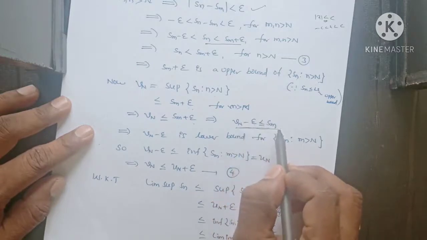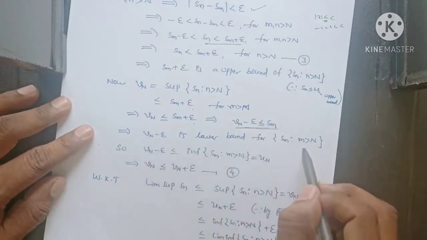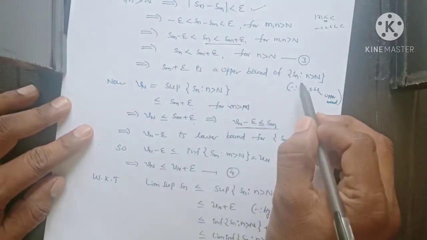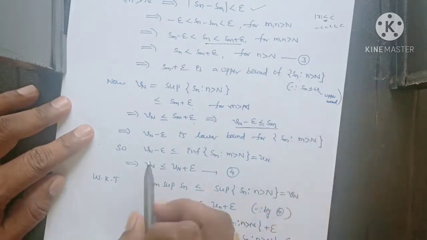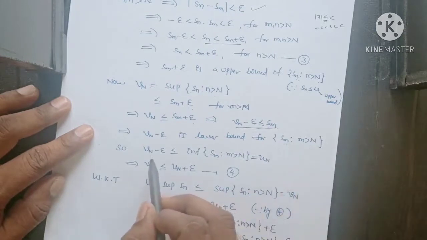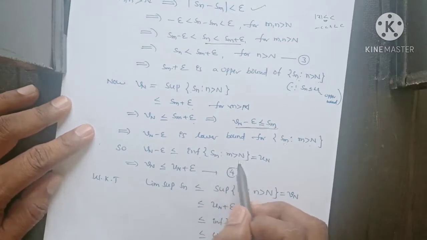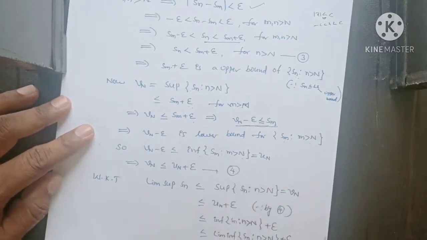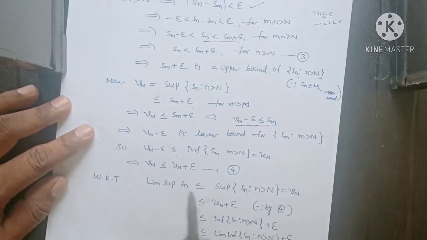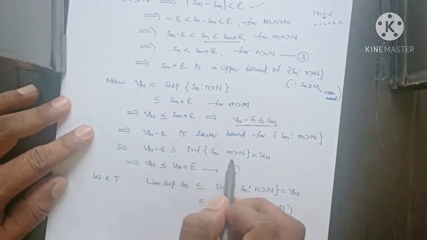That L is called a lower bound of the sequence Sm. So this is the lower bound. So Vn minus epsilon is a lower bound of the sequence Sm such that m greater than capital N. This is the lower bound of Sm, but this is an upper bound of the Sn sequence. Right, clear? So Vn minus epsilon is a lower bound of the sequence, and a lower bound is always less than or equal to the infimum of Sm such that m greater than capital N. Already we discussed that a lower bound is always less than or equal to the greatest lower bound.